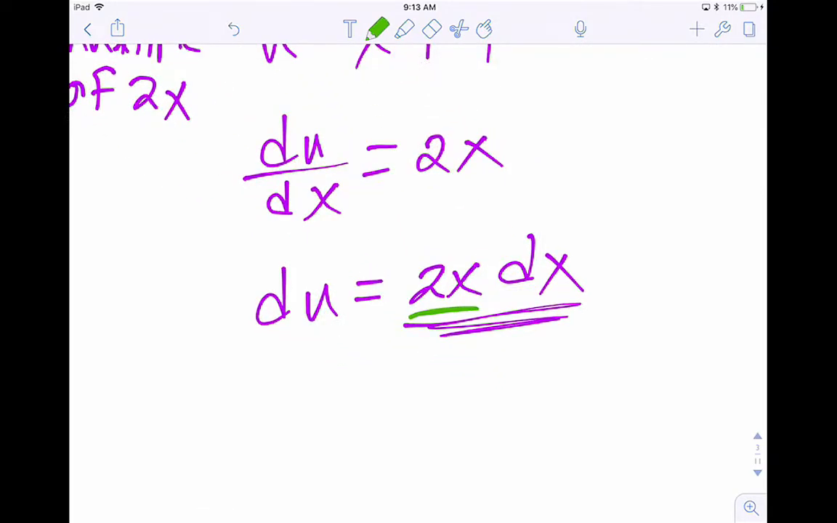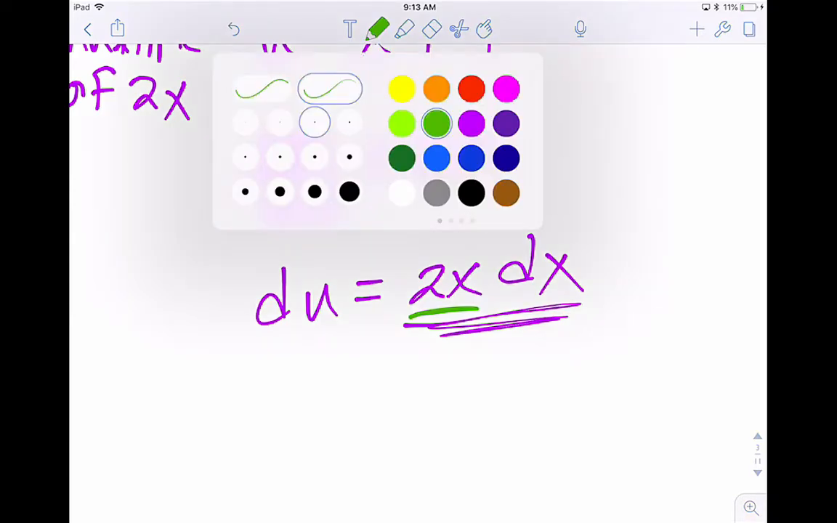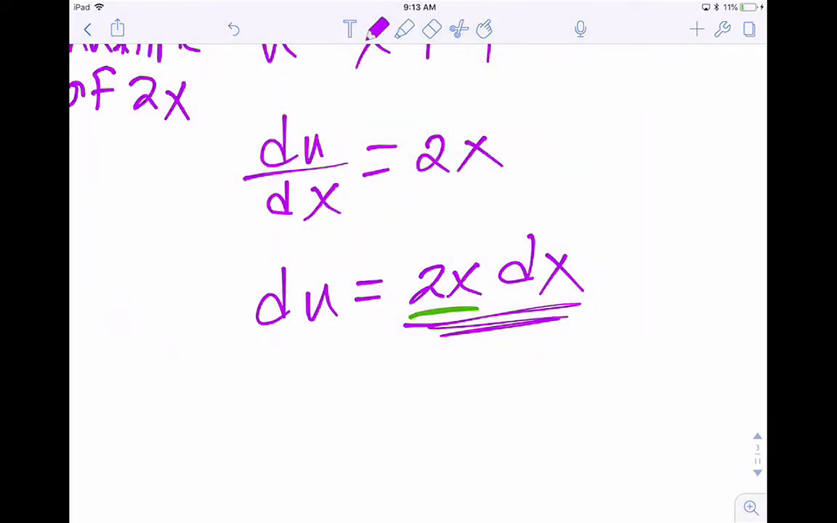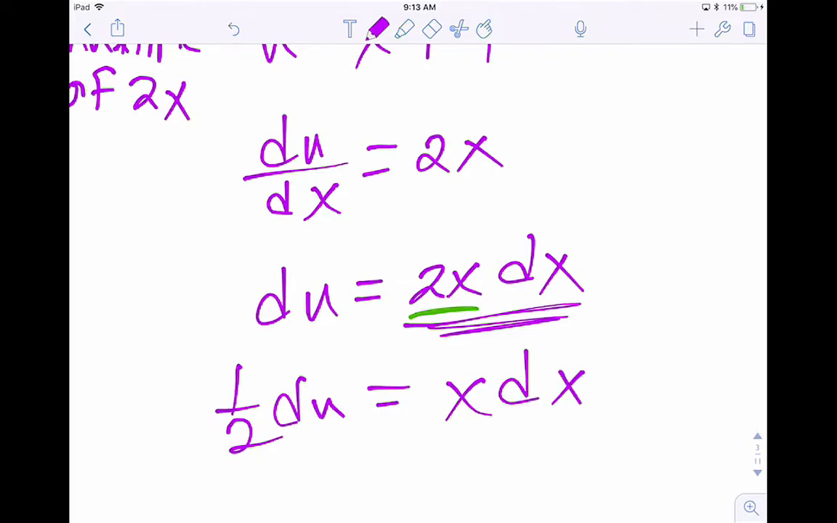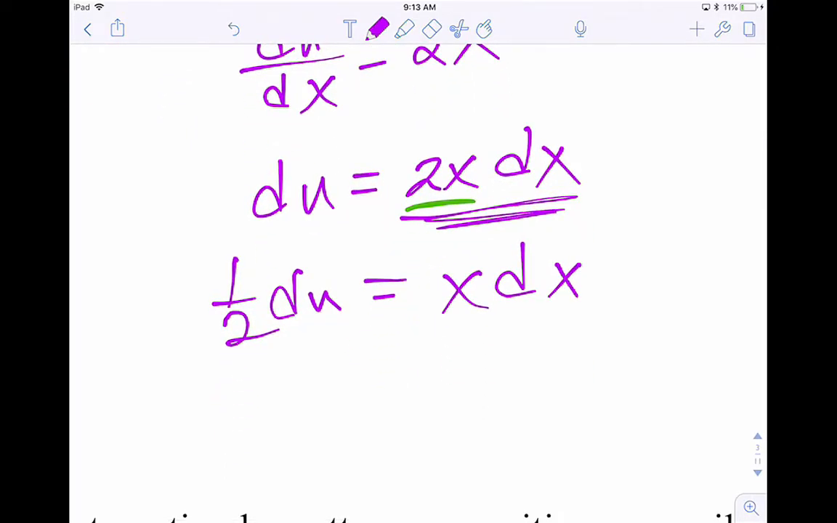A couple ways to think about it. You can multiply both sides by a fraction, but I usually just divide away that 2 and clean things up. So I'm going to put 1/2 du equals x dx, and then go back in and multiply both sides by 3. So it's kind of a two-step process, and I get 3/2 du equals 3x dx.